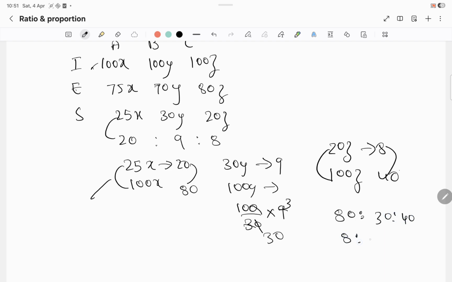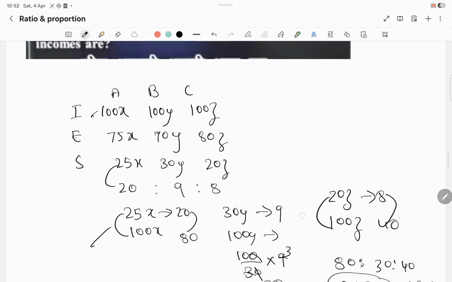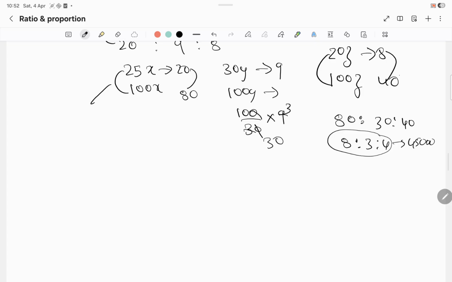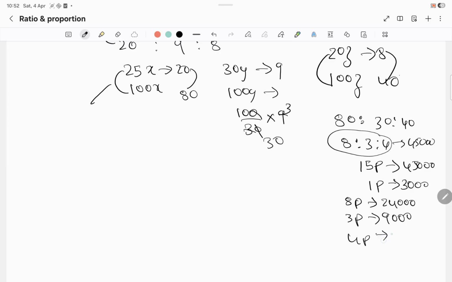Ratio will be 8 is to 3 is to 4. This ratio is given total as 45,000. They are asking their incomes, but total 15 parts is 45,000. Then each part will be 3,000. Then 8 parts will be 24,000. Then 3 parts will be 9,000. And 4 parts will be 12,000. Okay.